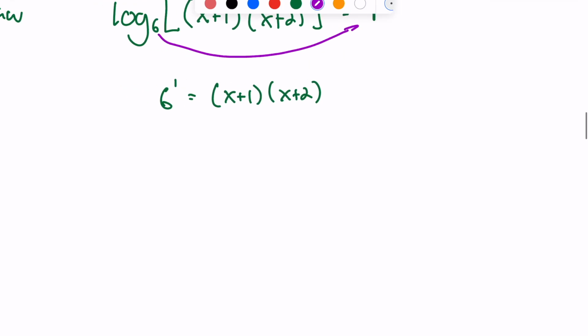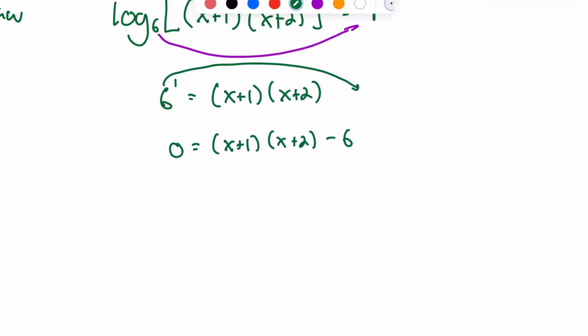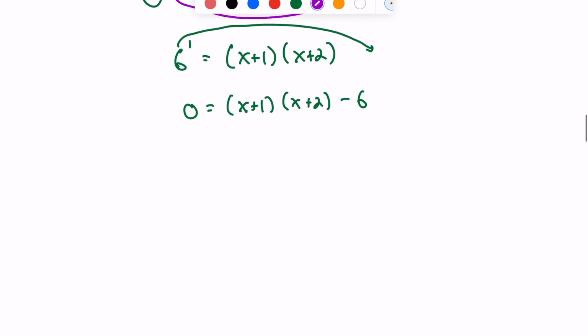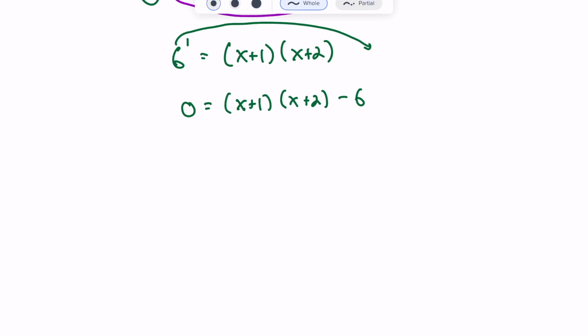When you're solving a quadratic, you need to have a 0 on one side. So I can bring the 6 over, right? So 6 to the 1. I could bring that over, and I'll rewrite this problem as 0 is x plus 1, x plus 2, minus 6. You have a 0 here, so you're like, okay, cool, I'm going to state my factors. But no, this is not factored form because you have this term on the backside here. So we first need to expand out and then we put it back into factored form.